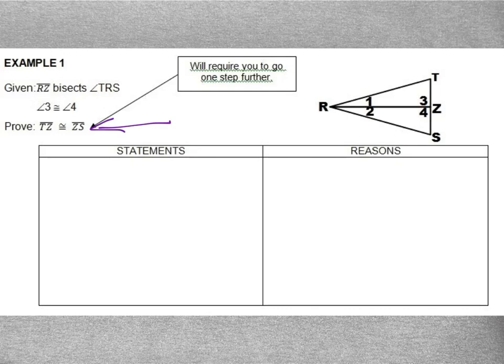I'm given that RZ bisects angle TRS. I can mark that on the picture as angle 1 and angle 2 being congruent, and that'll come in as one of our statements later. I also know, because it's given, that angle 3 is congruent to angle 4, so I'll go ahead and mark that on the picture as well.